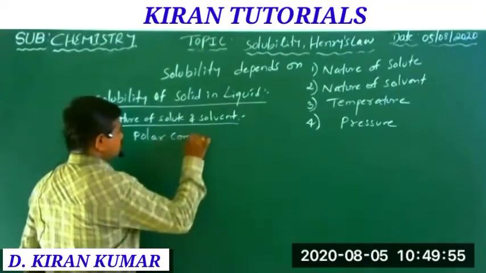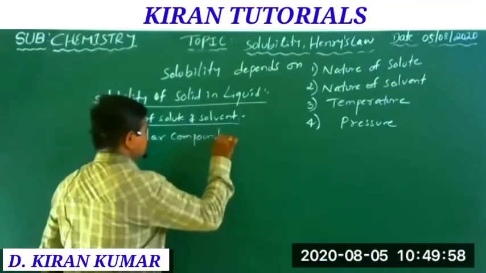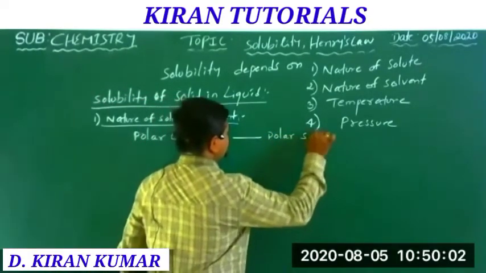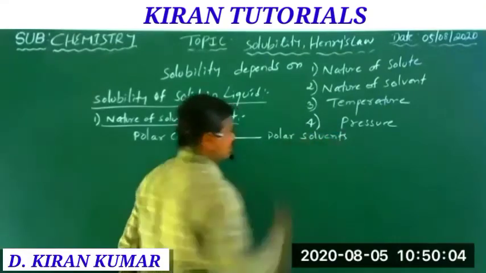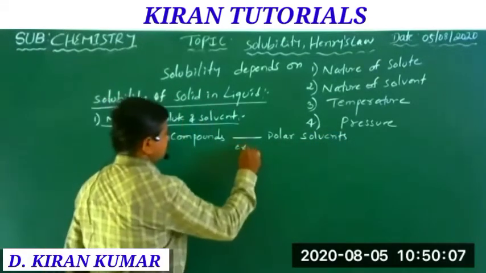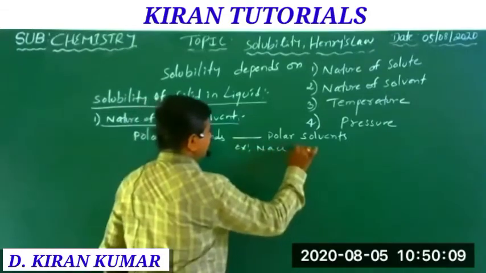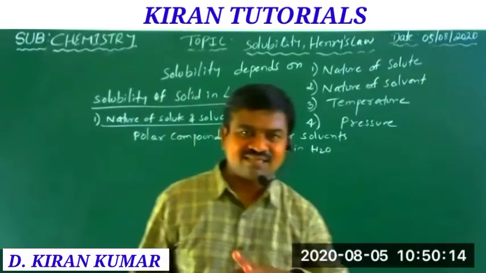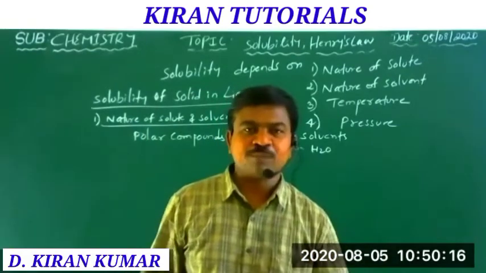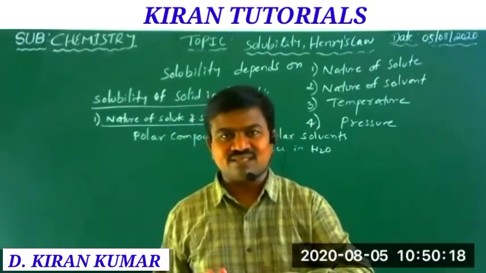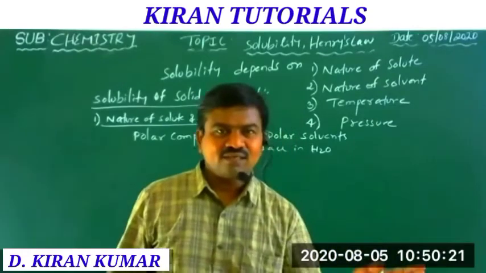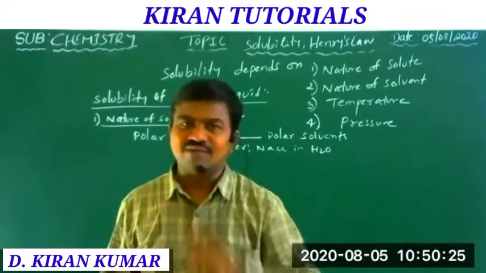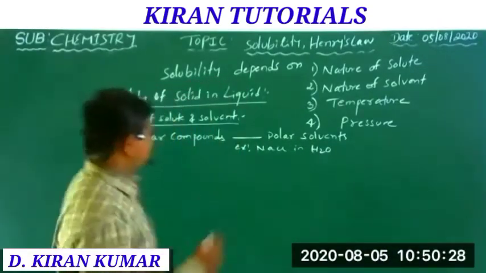Polar compounds dissolve in polar solvents. Example, NaCl in water. NaCl is polar because Na+ and Cl- ions are present. H2O also has H+ and OH- ions present. So a polar solute dissolves in a polar solvent. Clear?